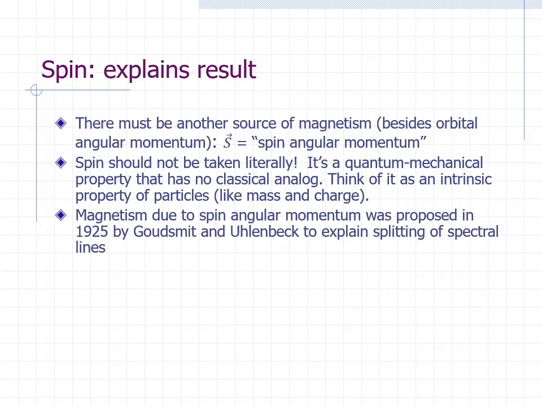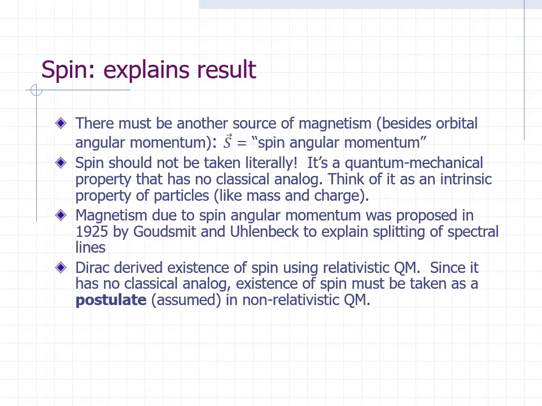In 1925, Goudsmit and Uhlenbeck introduced the concept of spin to explain experimental observations such as spectral line splitting. Later, Dirac showed that spin arises naturally within the framework of relativistic quantum mechanics. In non-relativistic quantum mechanics, however, spin is introduced as a postulate. We accept its existence because it is required to explain experimental results.